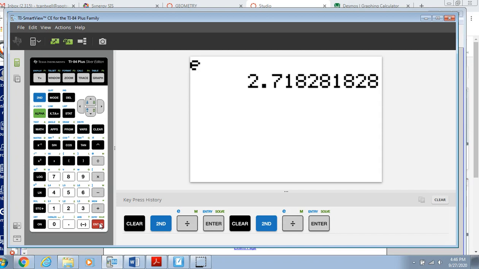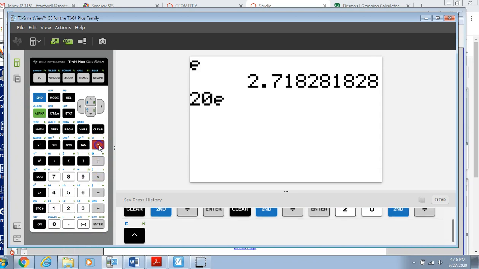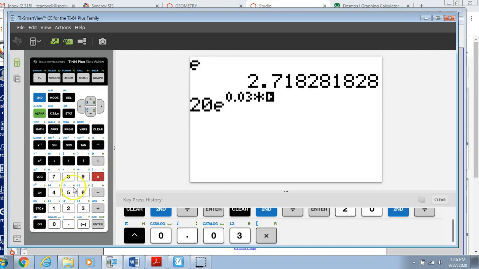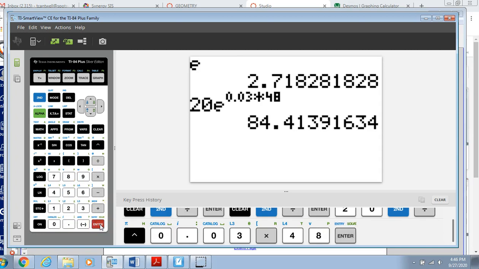So if we want to calculate 20e to the 0.03 times 48 power, then we would type 20, second e, and we want to raise it to the power of 0.03 times 48, and press enter, and we get 84.4. So that would be our answer for this.